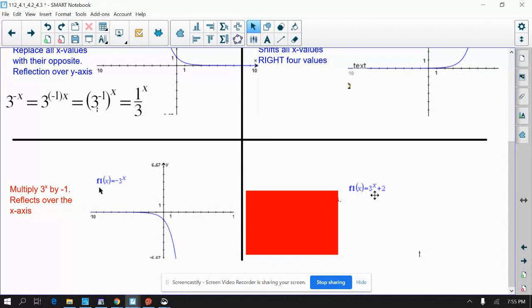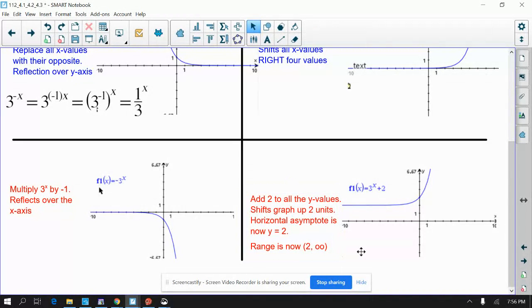This one, 3 to the x plus 2, the plus 2 is being added to 3 to the x, which was the original y value. So when you add 2 to all the y values, you are just raising it up 2 units. This one actually does change the horizontal asymptote, because when you raise it up 2 units, everything goes up 2, including the horizontal asymptote. So now y equals 2 is the horizontal asymptote, and the range also changed. Now the range is from 2 to infinity, not including 2.